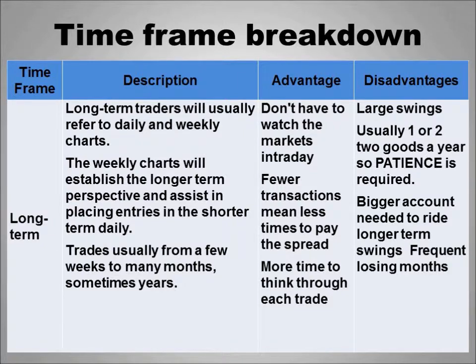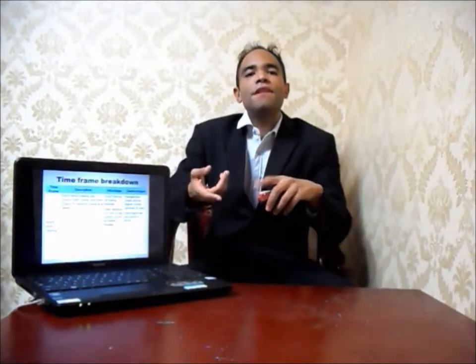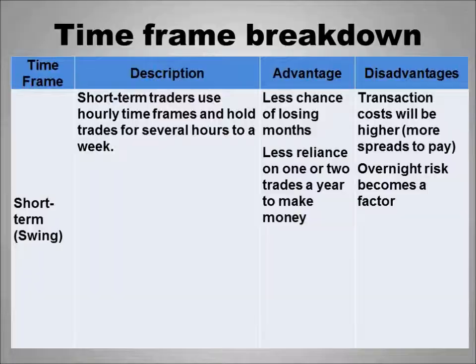Okay, so let's talk about short-term or the swing traders. So here's what we need to know about the swing traders. The short-term traders use hourly time frames, meaning the 60-minute time frames, or maybe even the 2-hour charts, or maybe even the 30-minute charts, and hold trades several hours to a week. So if you are a short-term trader, it means you want to make your profits sooner. Now, the size of your profits are not going to be as big as they would be if you were a long-term trader, but if you don't have the patience to wait for those big profits, then that's why we have short-term traders.